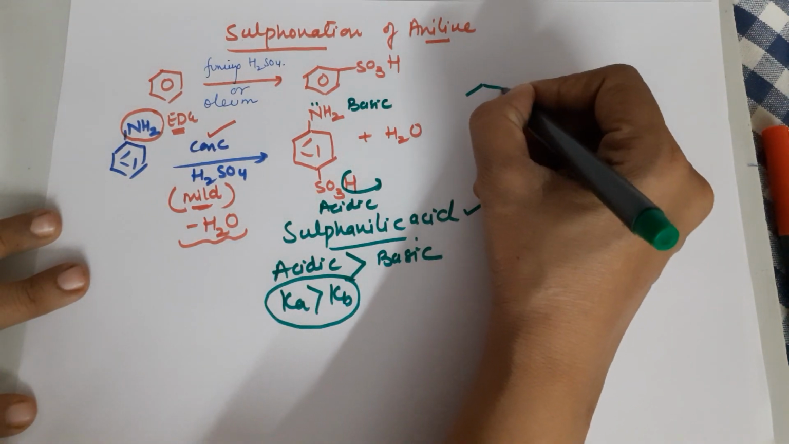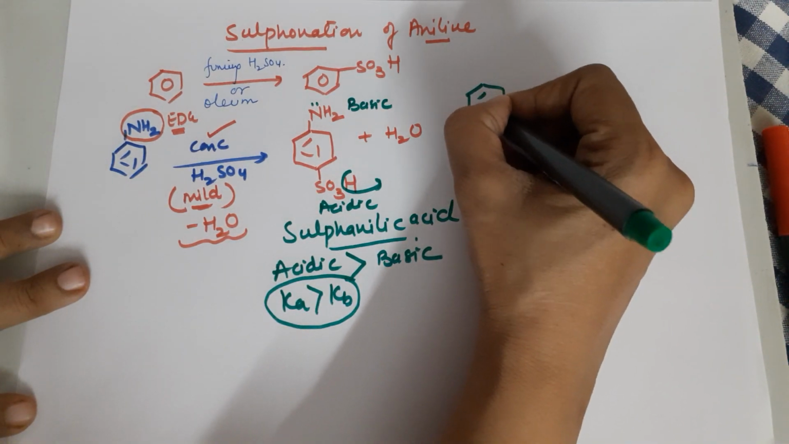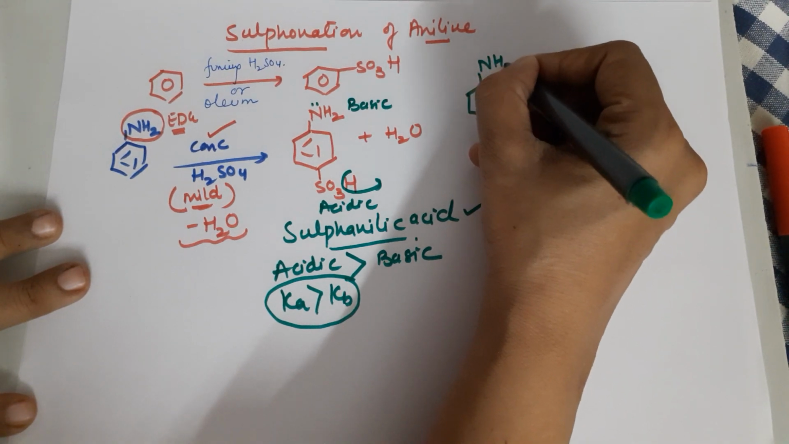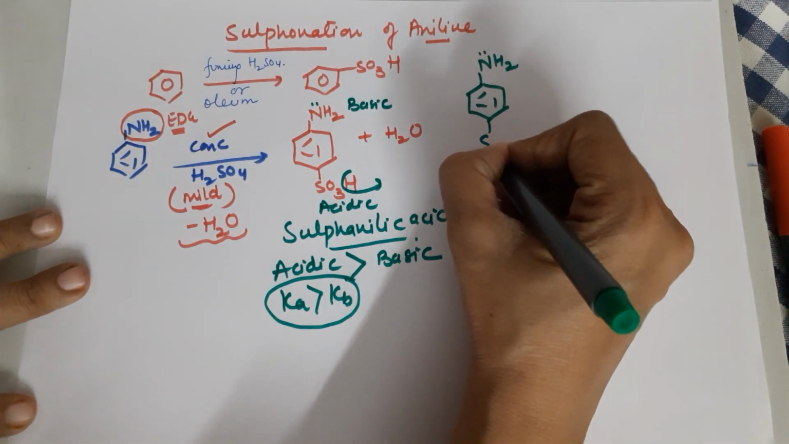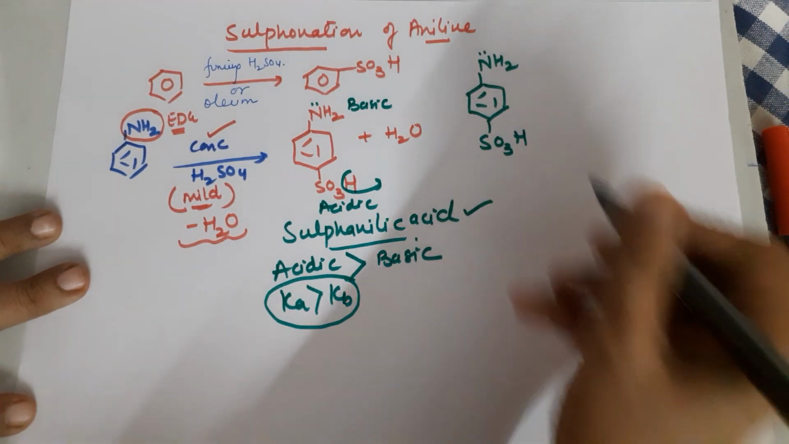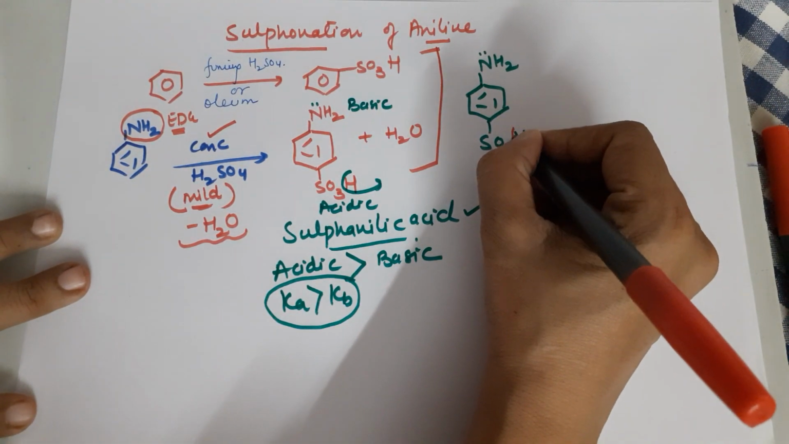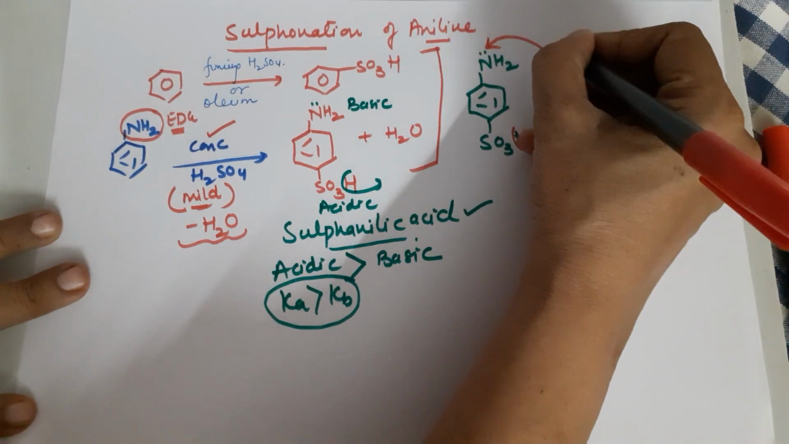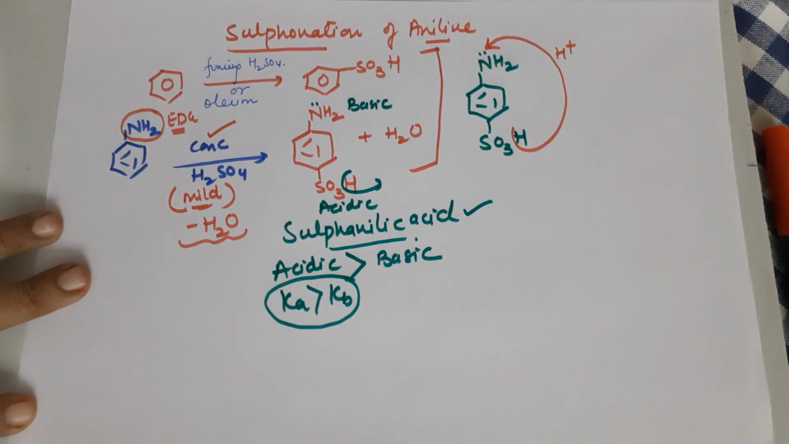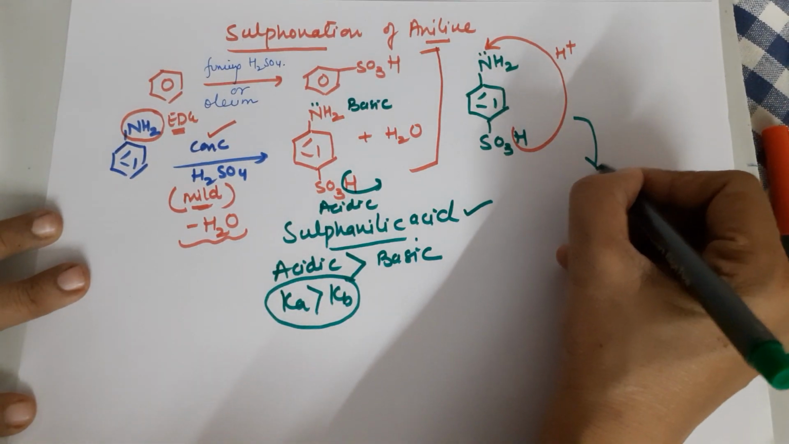Sulfanilic acid is this: NH2 with a lone pair, and you have a SO3 with an H. Okay? Now इसका H पॉजिटिव निकल के इसके लोन पेयर पे चला जाता है. ट्रांसफर ऑफ अ प्रोटॉन.